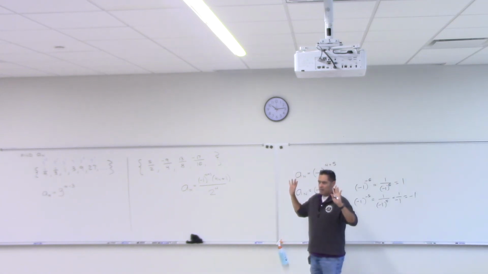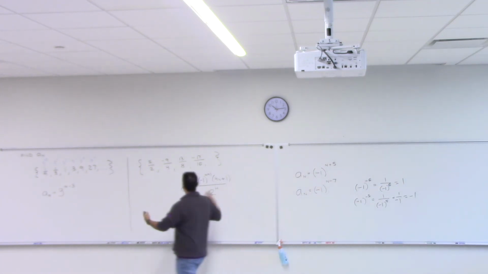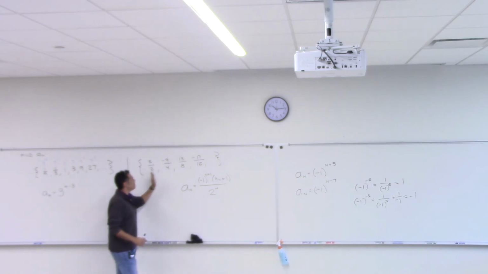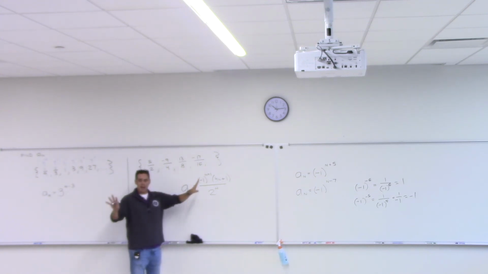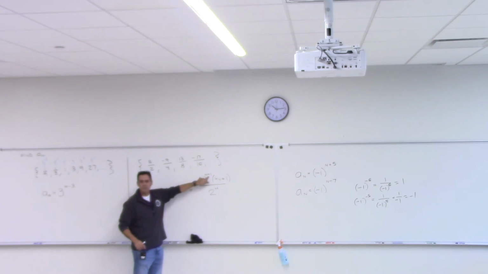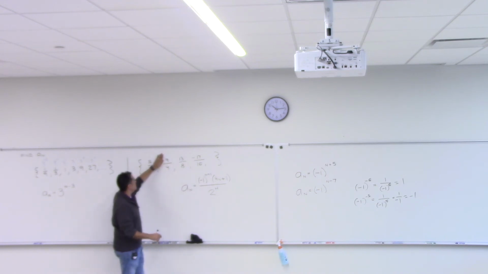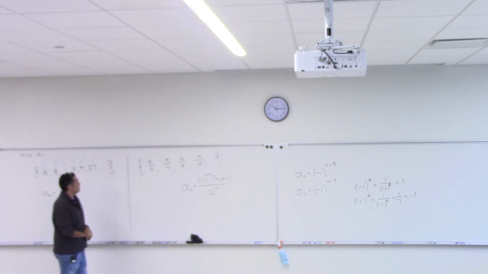So in hindsight, here's the way I'm looking at this. I look at it and say, hey everyone, I've got an alternating sequence. Let me knock that out first. That's this right here. Now I don't care about the signs anymore, okay? Now I look at the numerators and denominators separately.